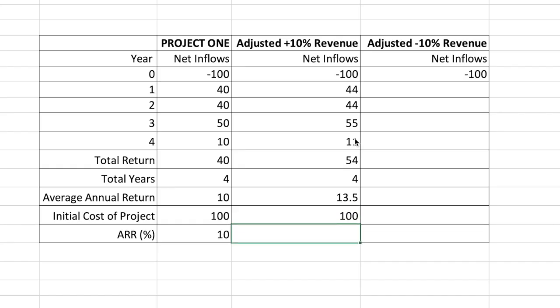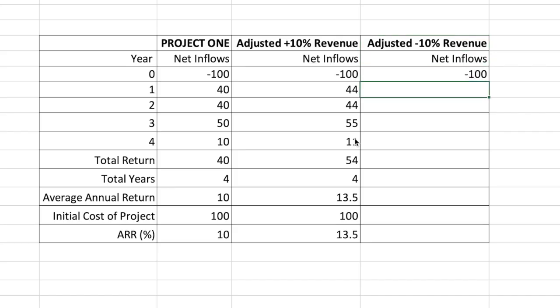The initial cost of the project is 100. So if we want to calculate the ARR, then it will simply be 13.5 divided by 100, which we know is going to be 13.5%. So 13.5% is what happens to the ARR if you adjust revenues up by 10%. So you get an extra 3.5% in ARR. Now let's look at the impact if it's adjusted downwards. So if revenues are 10% less.